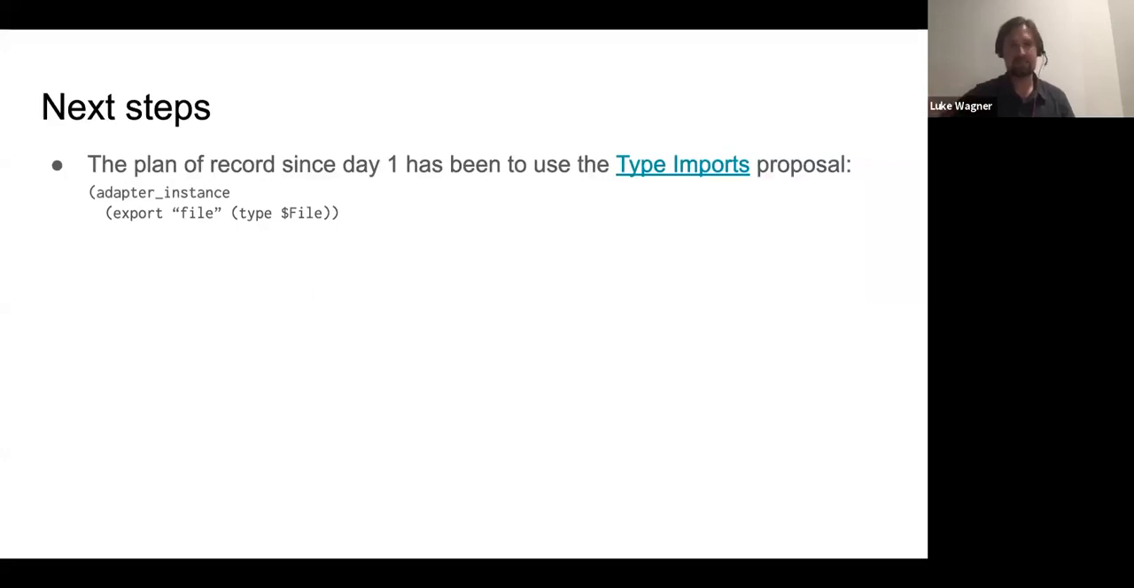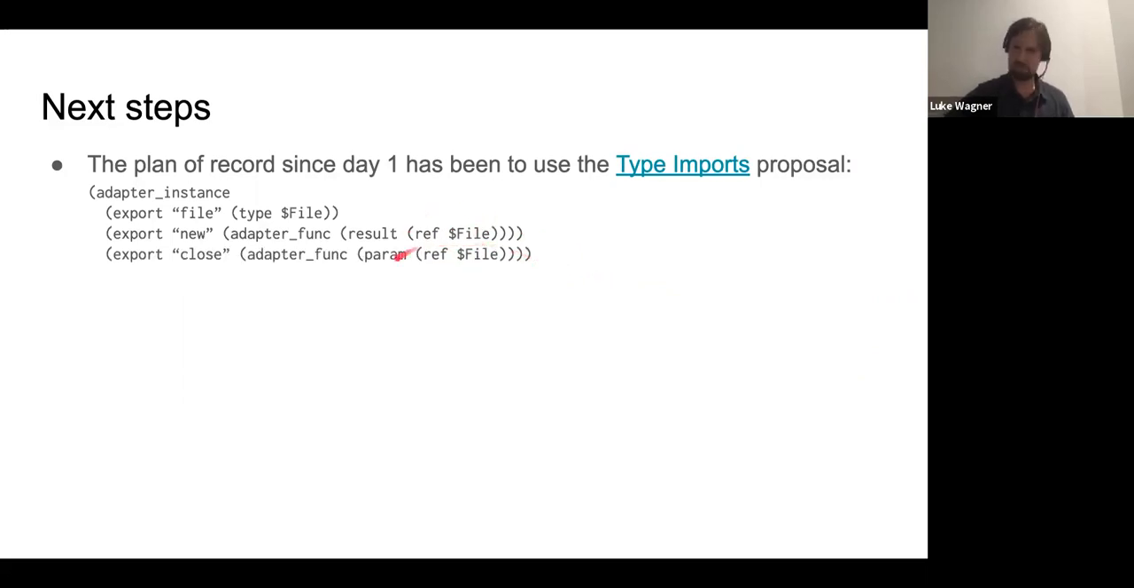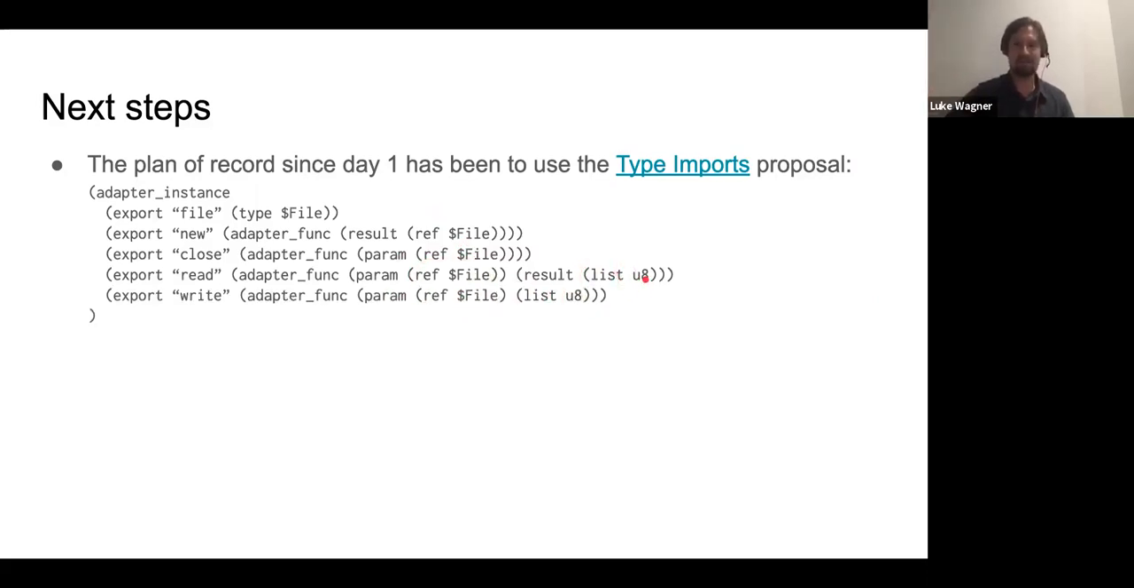This is an instance type, by the way. An adapter instance would export an abstract type, say call it a file, and then it could export an adapter function that makes a new file by returning a reference to a file. And a close could take a reference to a file, and then a read could take a reference to a file, and also our nice interface types that we've just made. And a write could also do that. So roughly, it's this abstract type plus references to it as values is how you would express that.